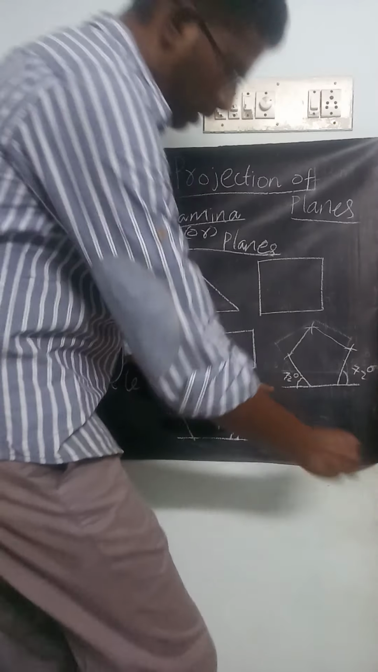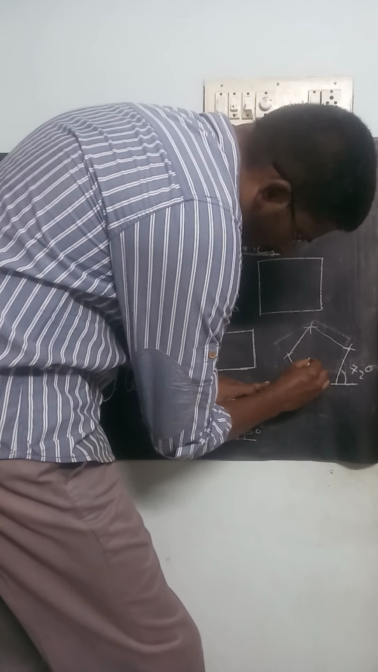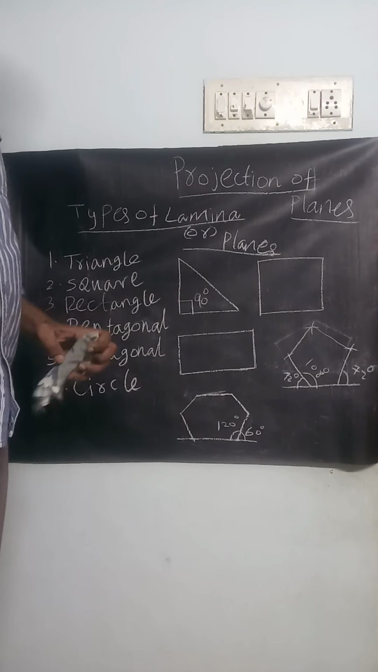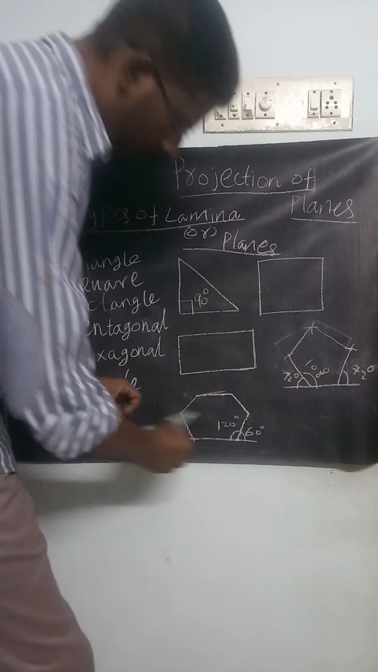72 degrees. Otherwise, the inside angle is 108 degrees. Okay, 108 degrees. And how to draw your hexagonal shape?